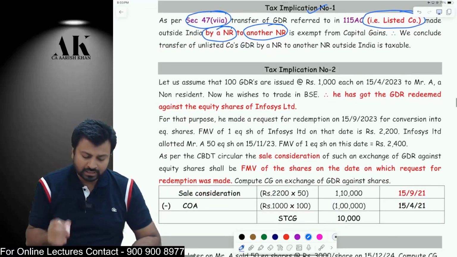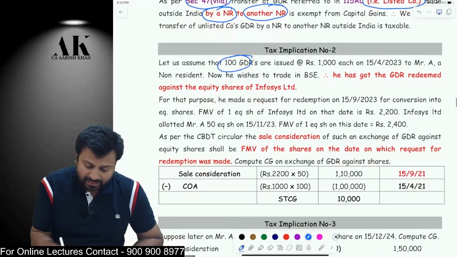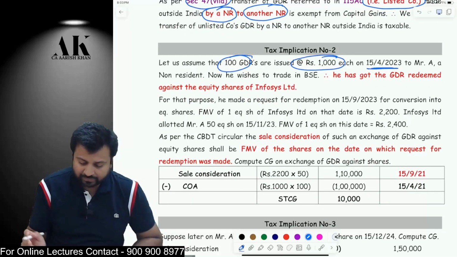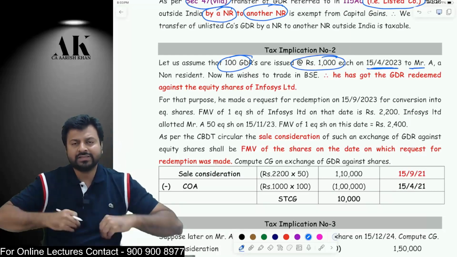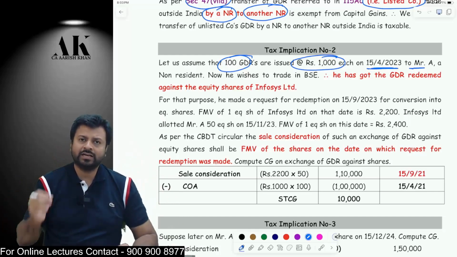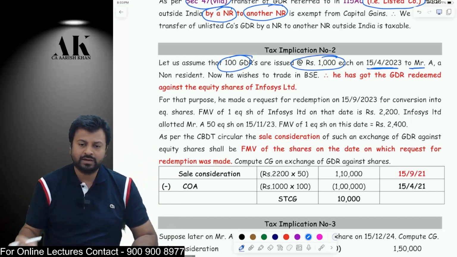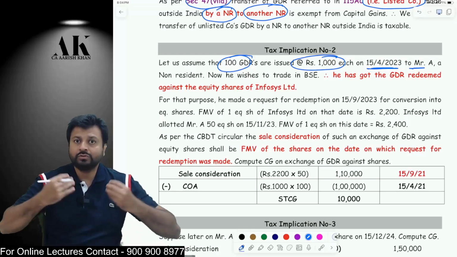Okay. Now, suppose the non-resident has purchased 100 GDR of rupees 1000 each on 15th of April 2023. Okay. Now, Mr. A is a non-resident who has purchased. Now, if he sells this GDR to another non-resident, then it is exempt. No capital gains will be chargeable. But he doesn't want to sell. He wants to trade in the Indian market.